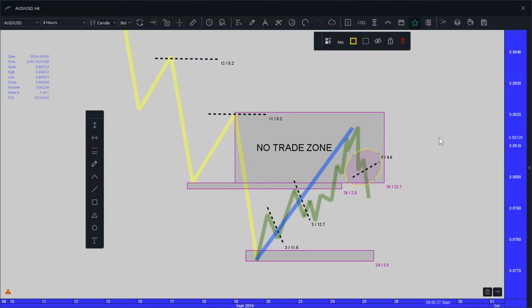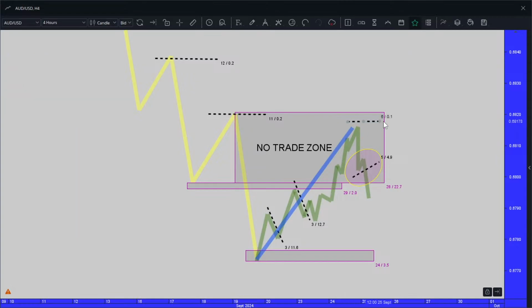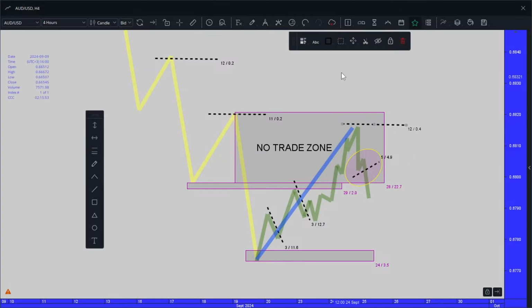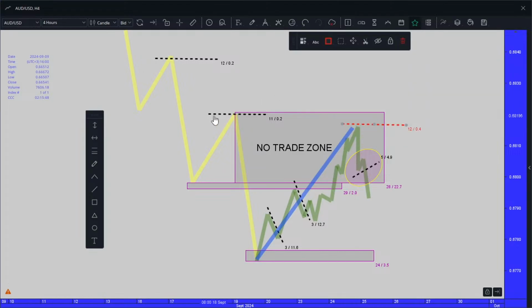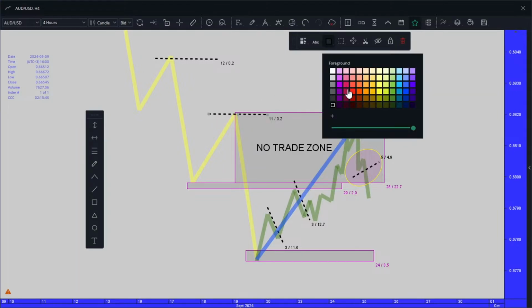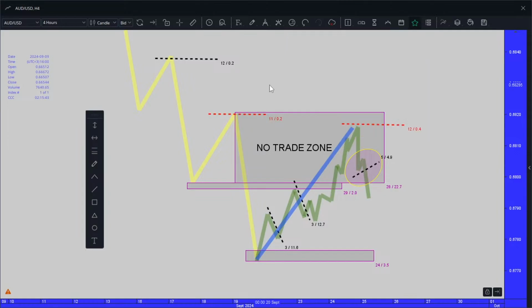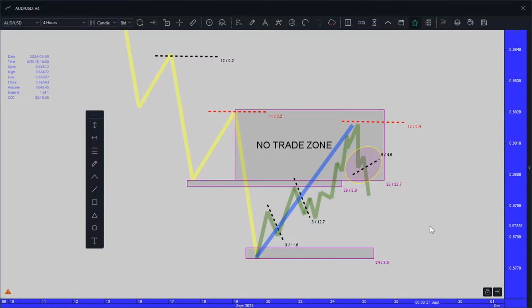Hedge Fund Trader Sam and Hedge Fund Trader Abdu on YouTube, where should the stop loss go? Should the stop loss go above the blue and the green, or should the stop loss go above the yellow? Sam says above the yellow. Above the yellow, very good.